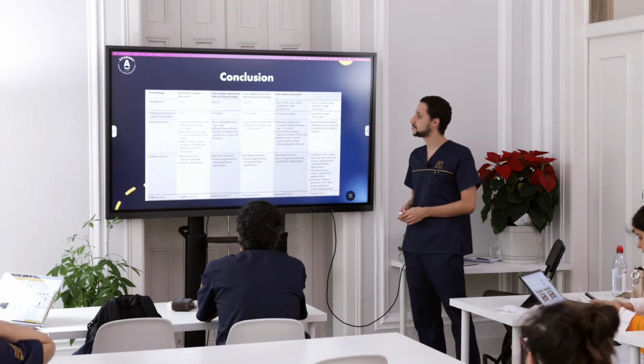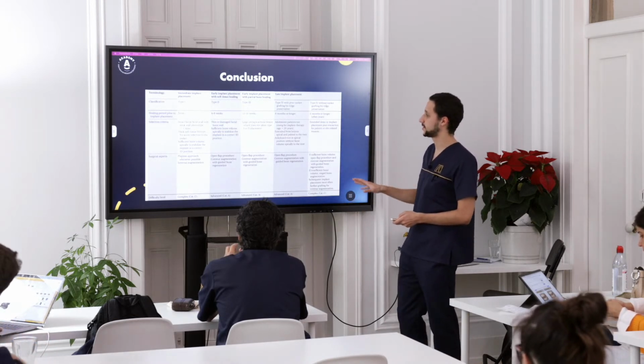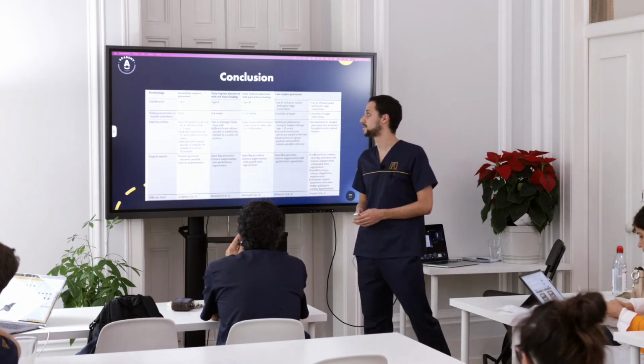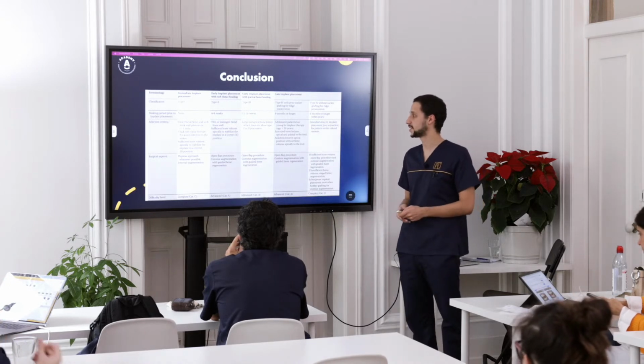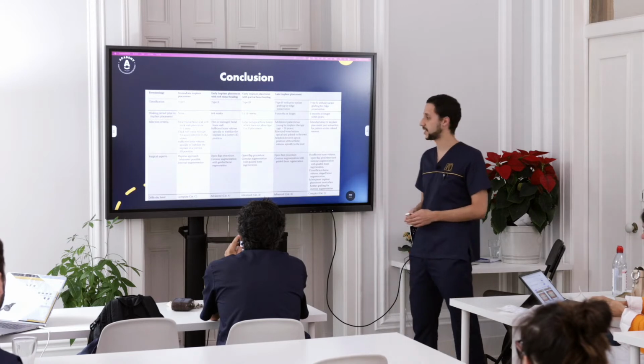So in terms of conclusion, I brought here this table that has everything I've just told you summarized. I hope that these guidelines helped a little bit to understand when we should place the implant.